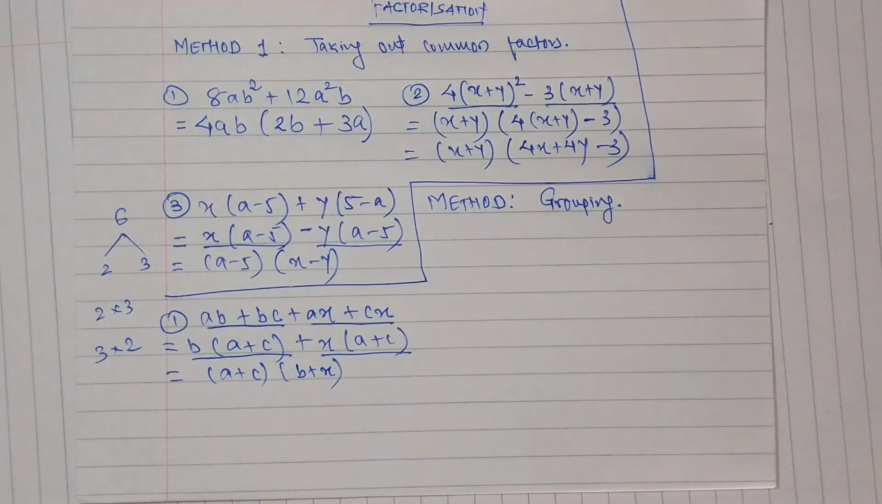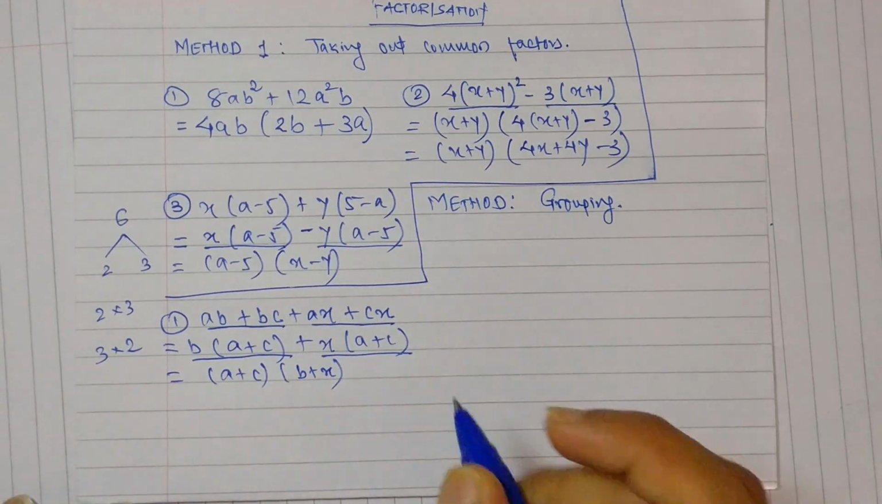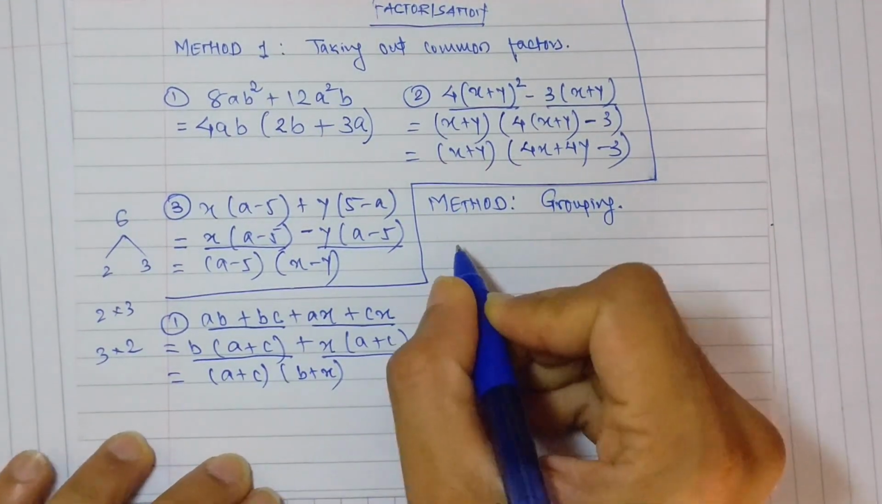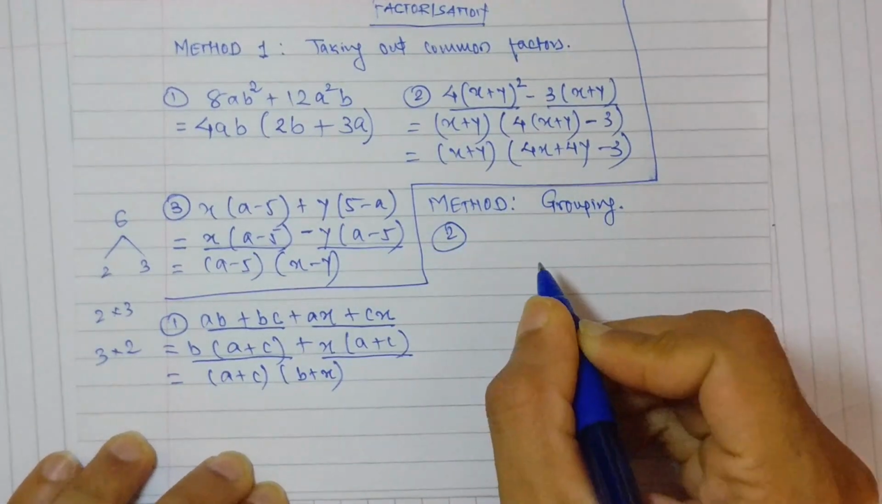So what I have done is I have grouped and then took out common. So that is the answer, final. Okay, let's do one more. Question number 2 I'll do over here. Question number 2.